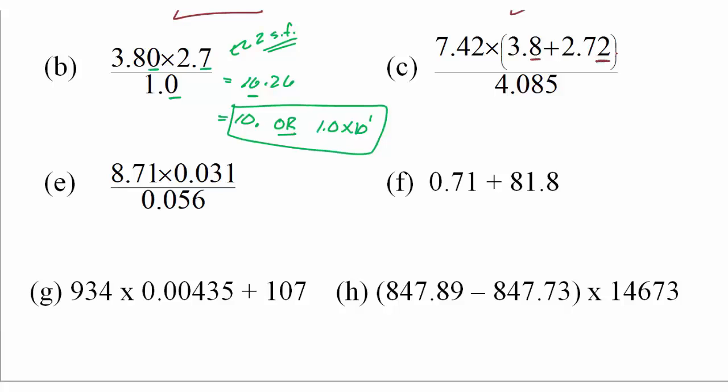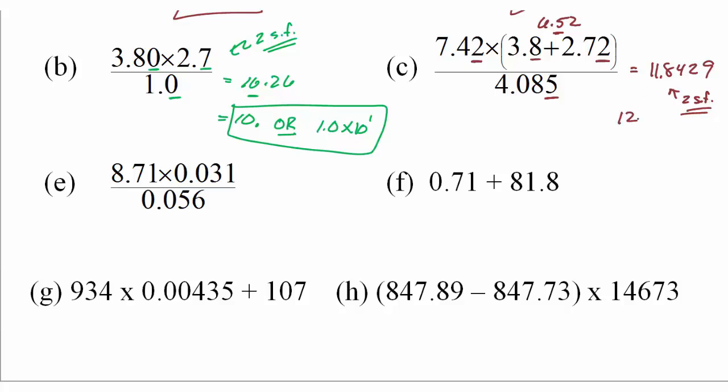I'm going to do what's in parentheses first. 3.8 plus 2.72. I get about 6.52. And I'm going to underline that tenths place. Now I multiply 6.52 times 7.42 divided by 4.085. I get about 11.8429, a whole bunch of digits. Well, on the bottom I've got 4 sig figs. Here I've got 3. Here I only have 2. So I better report my answer to only 2 sig figs.